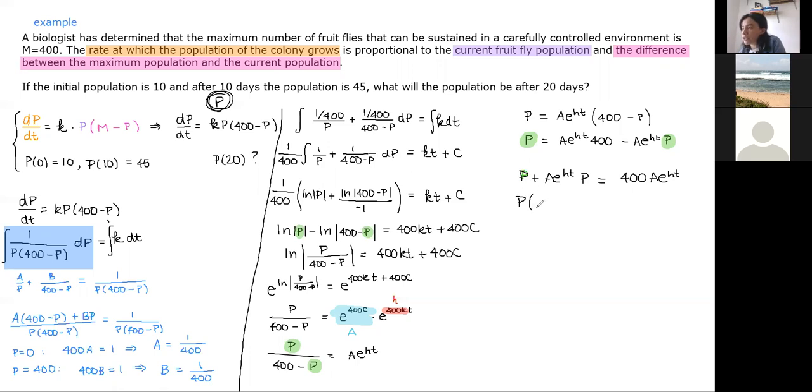At this point, I can factor p from the first side. So this is 1 plus a e to the ht. And this is equal to 400 times a e to the ht. And finally, that gives me that p over here is equal to 400 times a e to the ht divided by 1 plus a e to the ht. Please raise your hand if you understand everything that I did so far.